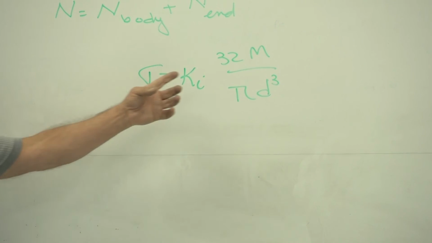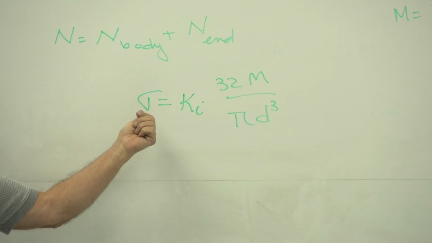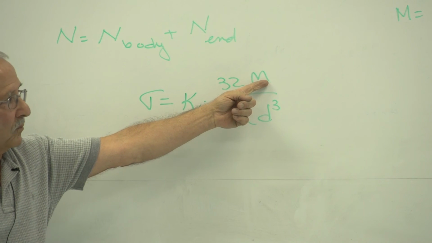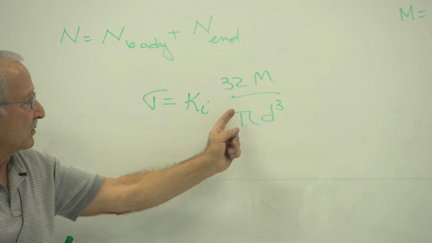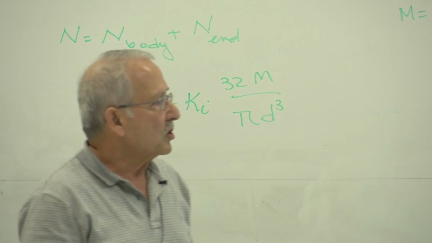So it says what value of the moment creates yield strength? Substitute Sy here, solve for M, which will give you that equation: pi d cubed Sy over 32 Ki. That's where it comes from. All of the values are known. That's how much moment you require.